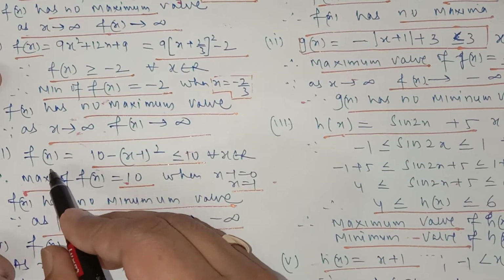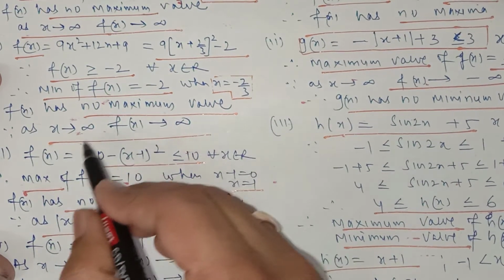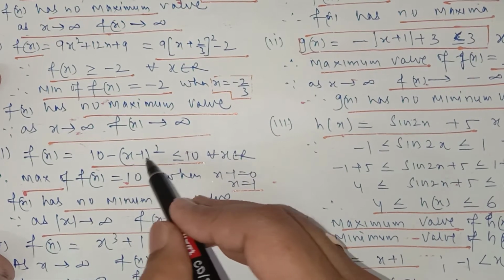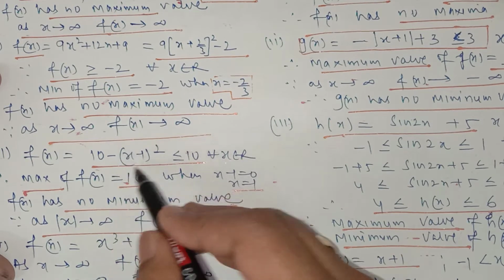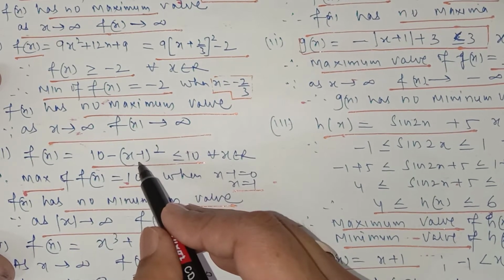Let us take the third part, f(x) is equal to 10 minus (x minus 1) whole square. Now this value cannot be negative again. (x minus 1) whole square cannot be negative. So its minimum value is 0. So 10 minus 0 is 10.